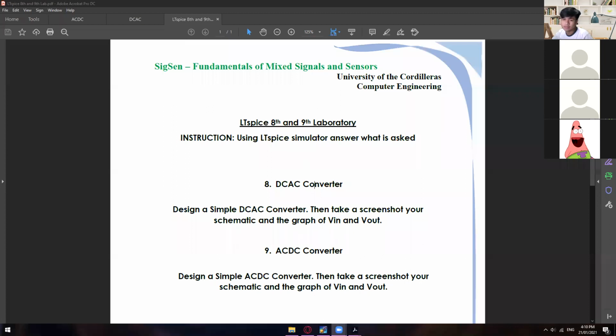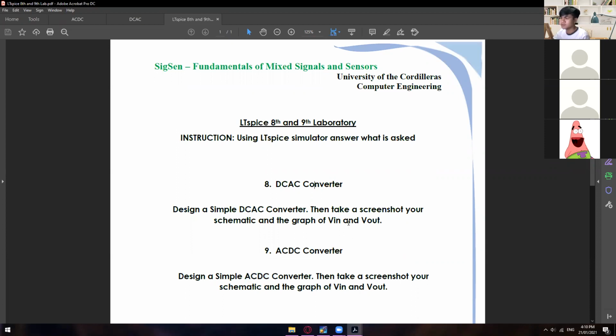Take note, this is a very important part. Design a simple DC-AC converter. You don't need to make a complicated circuit or schematic just to come up with a DC-AC converter. Just create a simple one, as long as you can prove that the input is DC and it is converted into AC. The same goes for the other: you can just come up with a simple AC input and a DC output.